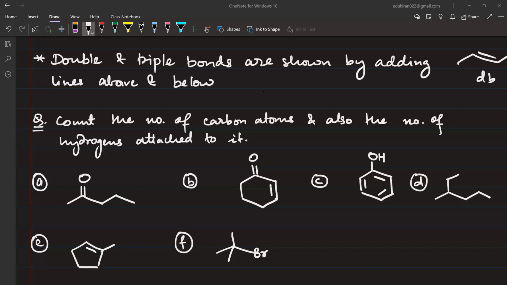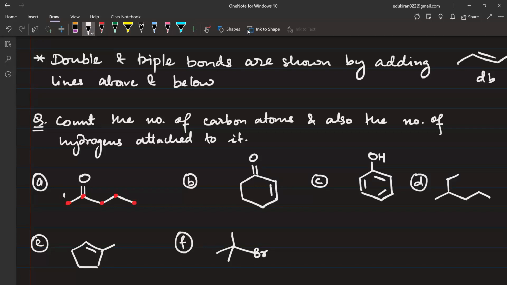If anyone is having difficulty, should I do one for you guys? Tell me. Yes, sir. Let me do. Okay, fine. Let me do the first one for you. So here we have 1, 2, 3, 4, and 5 carbon atoms. Now let us look at the hydrogens here.